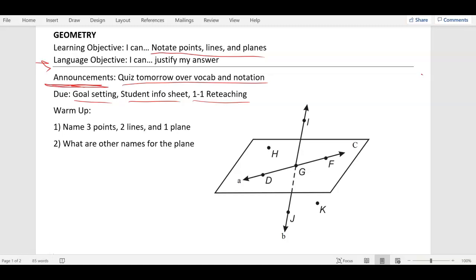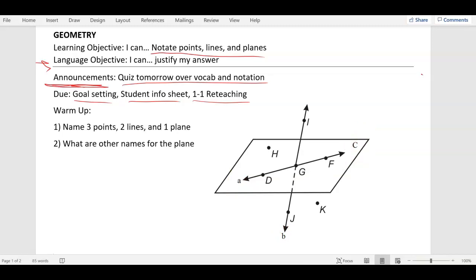Name 3 points. A point has a dot next to it. Okay, so let me show you. Letter C is not a point. Little a is not a point. Little b is not a point. Does everyone see that those do not have dots next to them? Okay, now I'll explain what those are, but those are essentially names of lines or planes.